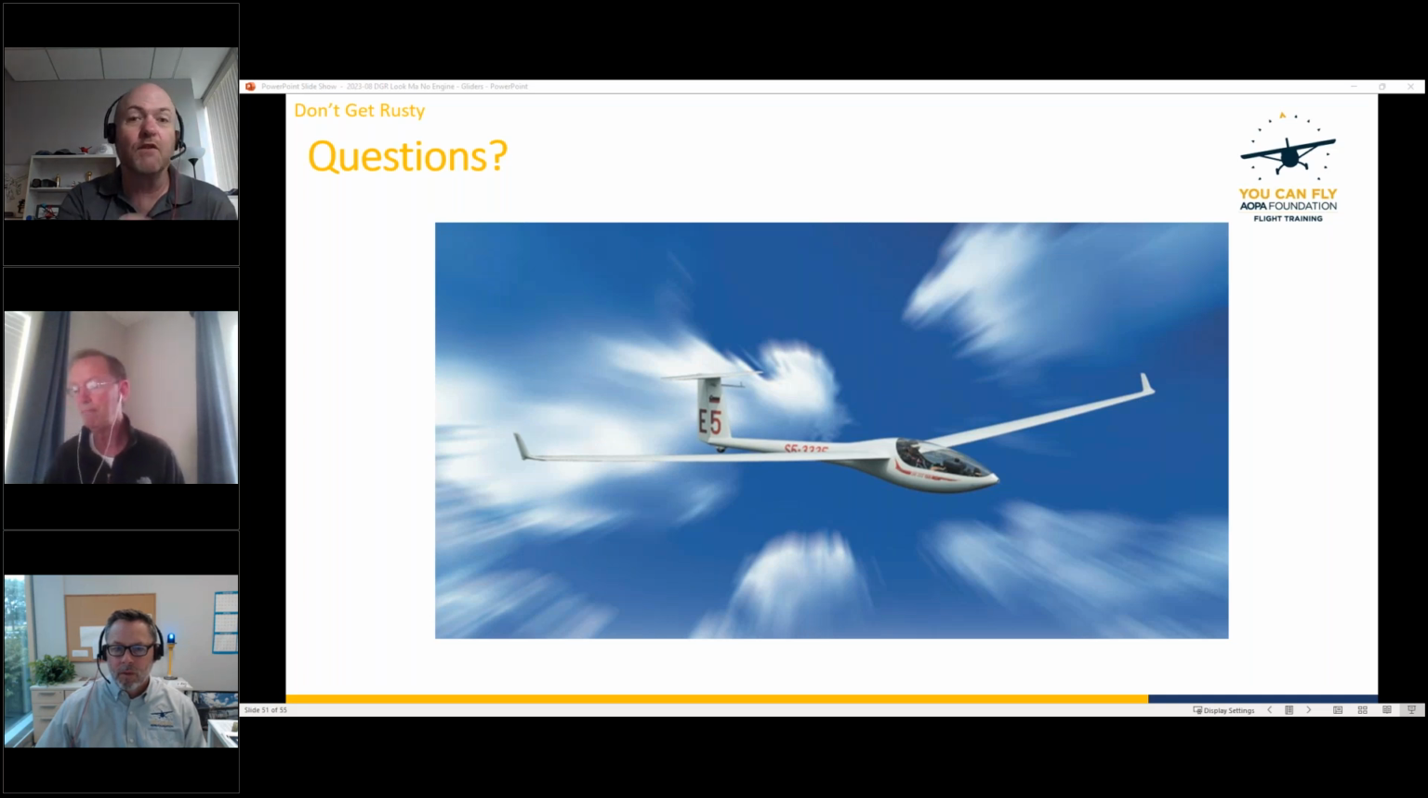Yep, pretty much the same, except the view's way better. The view is way better. Yes, way better. And it's quieter. You don't need headsets to talk to each other.